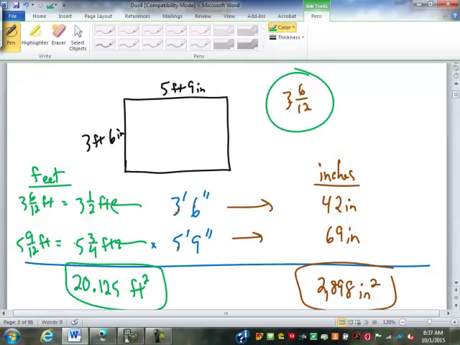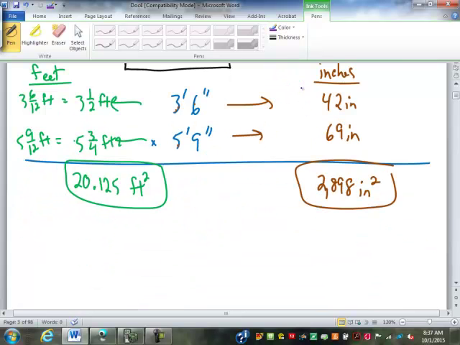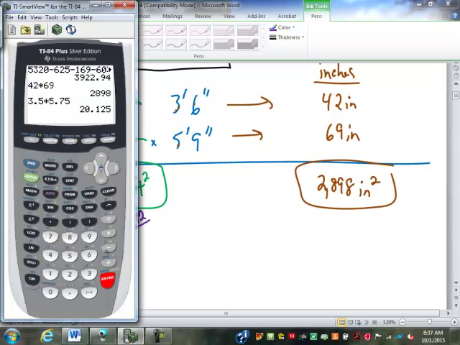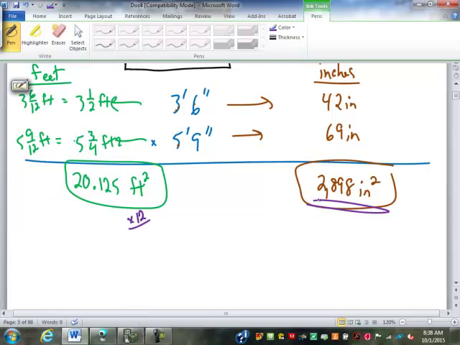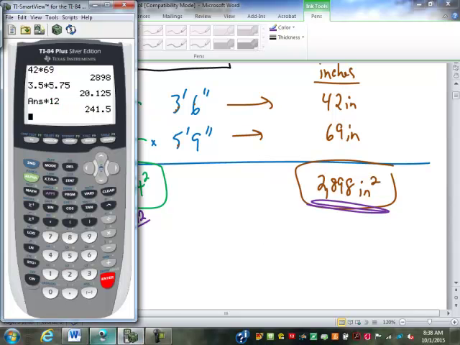Now, we pointed out yesterday, and I want to go over it in more detail now. Normally, to get from feet to inches, we just multiply by 12. But if we multiply that by 12, we get 241.5. That's not 2898, is it? Multiply by 12 again, however, we get 2898.